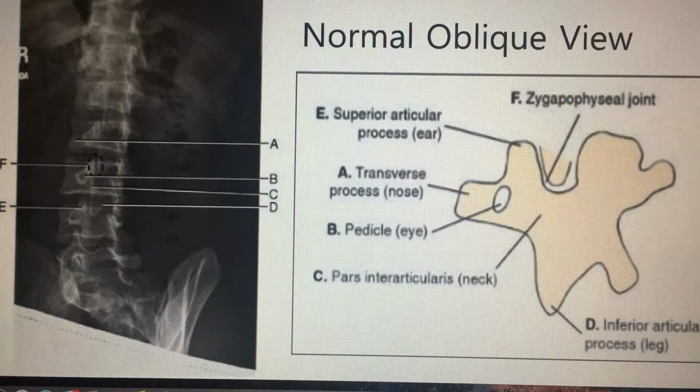For a normal oblique view, we should take X-rays of both sides. Superior articular process is the ear of the dog. Inferior articular process is the leg of the dog. Transverse process is the nose, the pedicle is the eye of the dog, and the pars interarticularis is the neck of the dog.